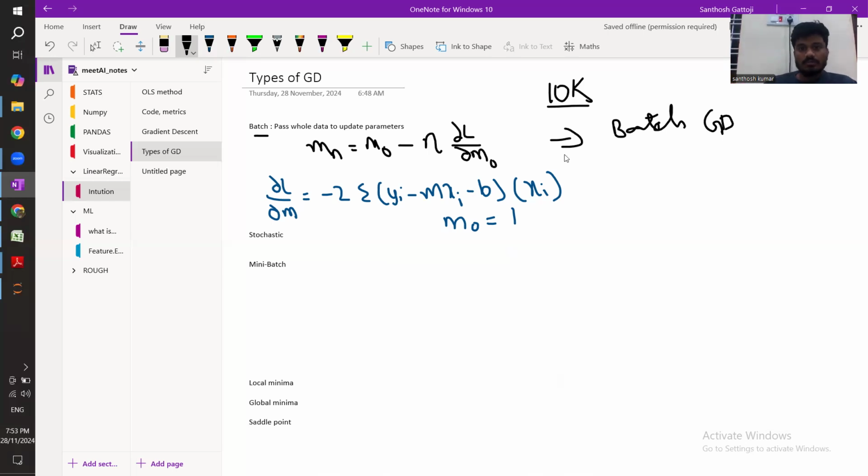Okay, and you did this part. Okay, dou L by dou M by 0. You are doing it for the complete data set. This summation is there, right? So you are iterating it for the complete data set.